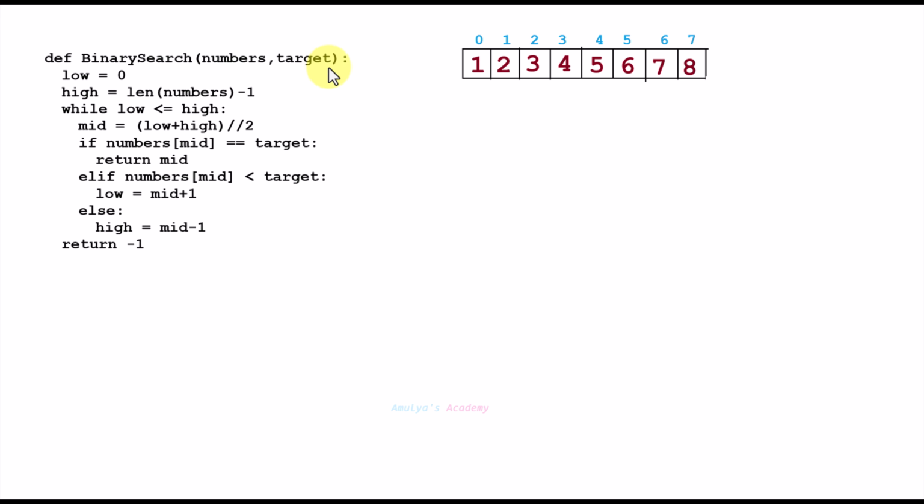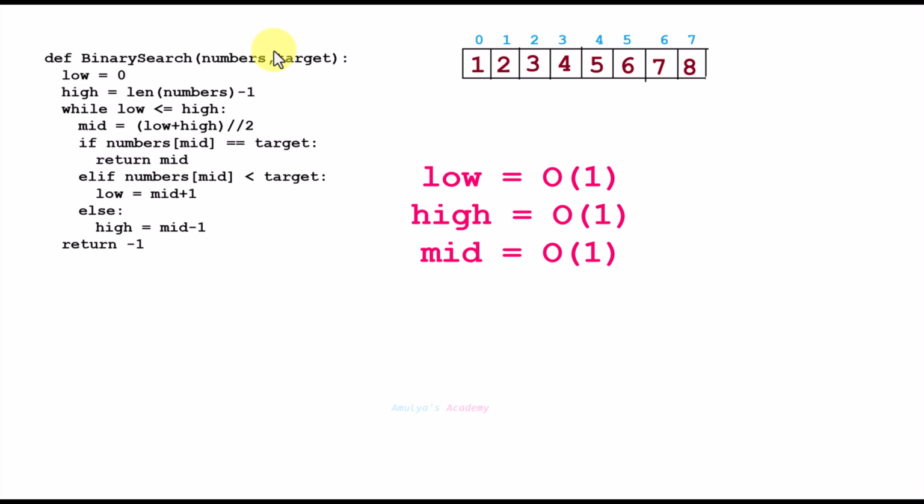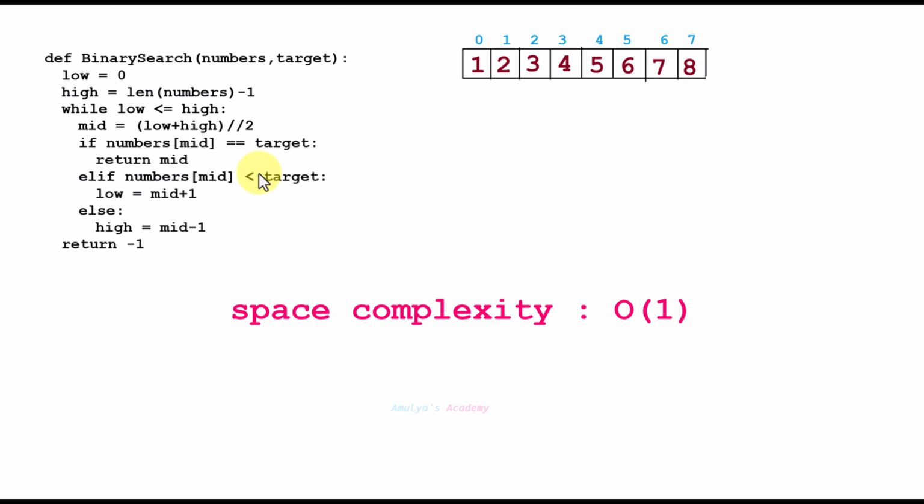Here the first line, parameters, these are the inputs to this binary search algorithm. So constant space, low and high, 2 variables, constant space, and here also mid, constant space. And here we are not using any data structure or recursion, so this algorithm takes constant space. So space complexity of binary search algorithm is constant space. Okay, so next let's talk about binary search algorithm written using recursion.